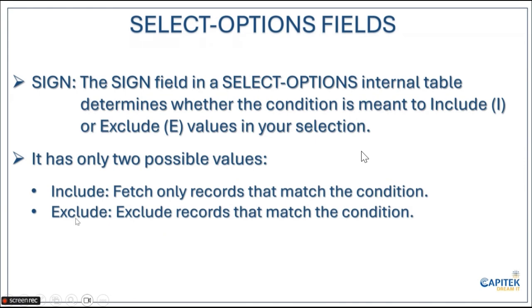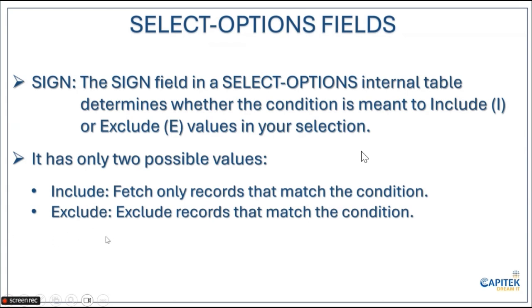If it is exclude, and I give 100 in the lower limit and 1000 in the upper limit, it means we don't want the materials between 100 to 1000. What is the meaning of that? The system will pick the data up to 100, it will exclude the data from 100 to 1000, and after 1000, whichever data is available, it will pick the data. So that's about the exclude records.